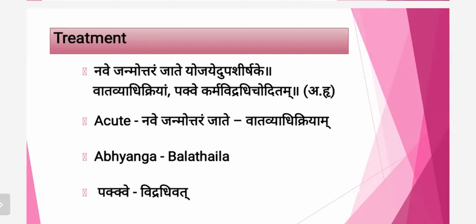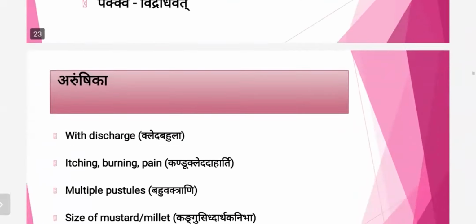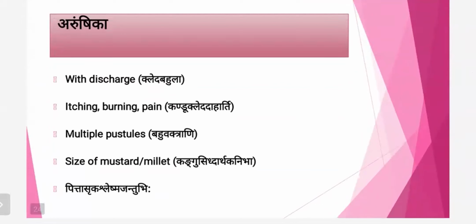So it is mentioned that Abhyanga with the Bala Taila is the easy method to cure that condition. The next condition is the Arunshika. Arunshika, it is mentioned that Kapale, Kleda Bahula, Pittas, Kleshma Jandubi, Kandu Siddharthaka Nibha Pitaka. So Kandu Siddharthaka Nibha Pitaka means it is a small pitaka, that is the size of mustard or millet.